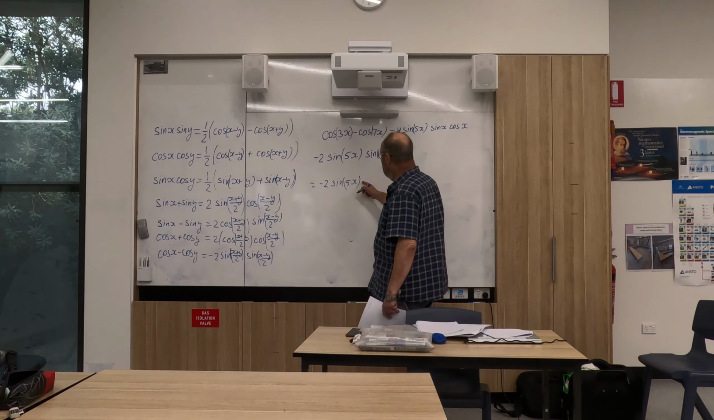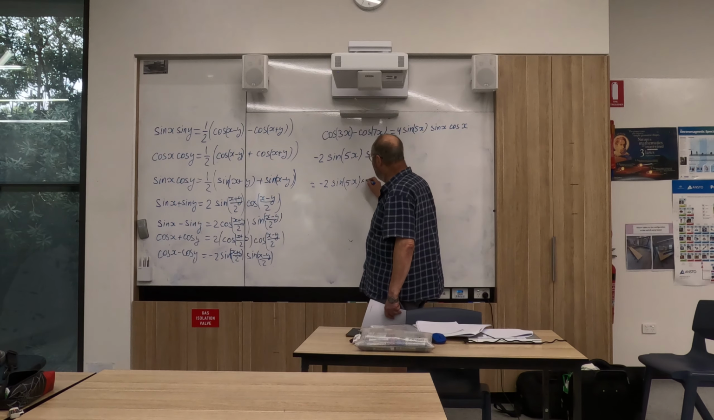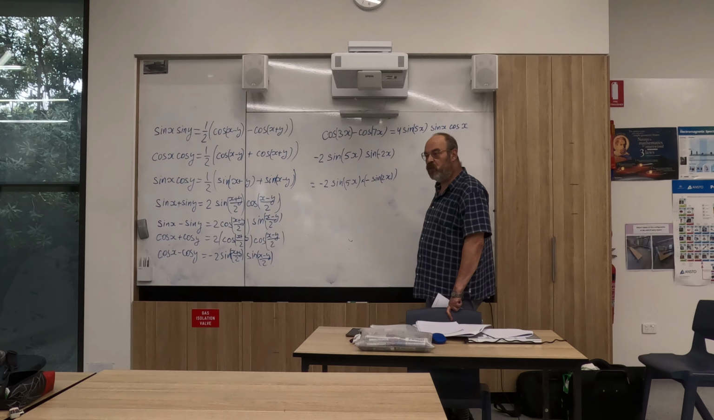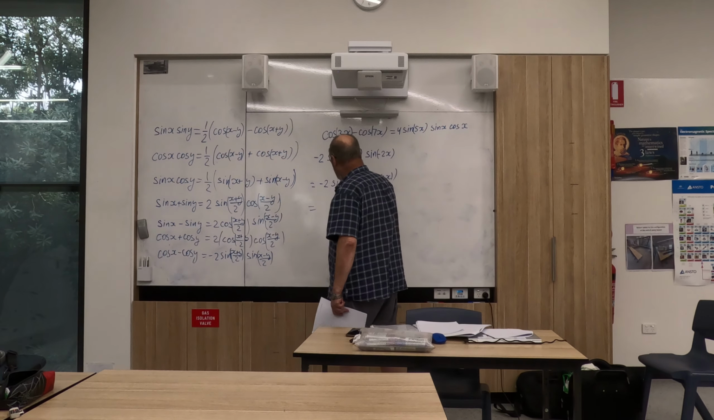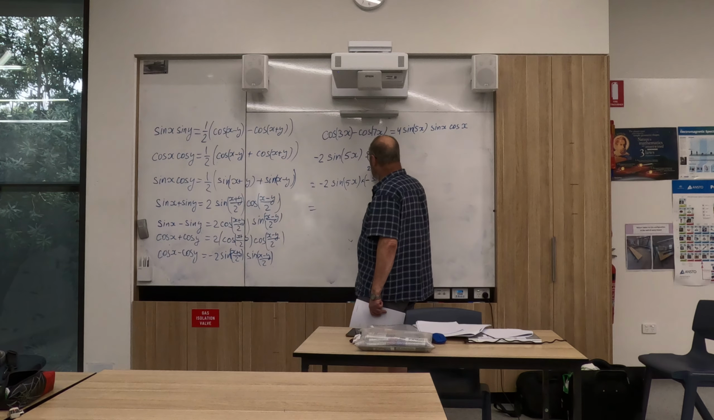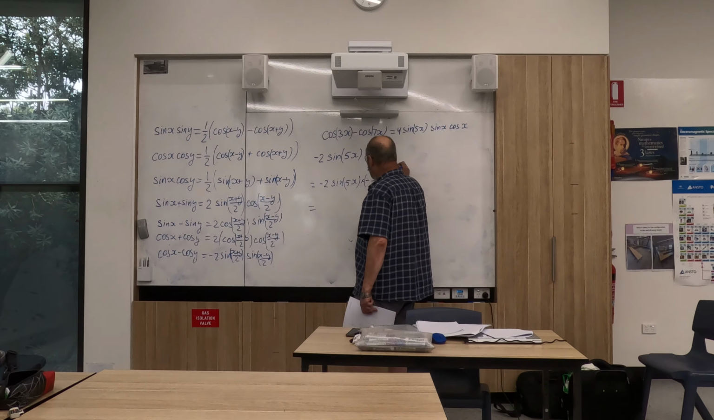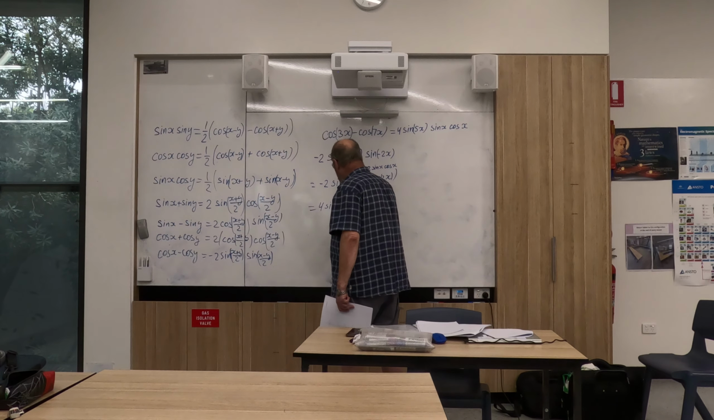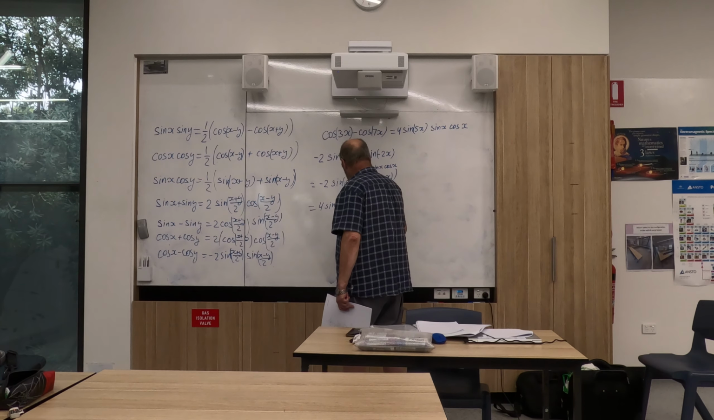So we have this times negative sine of 2x, taking into account that sine is an odd function. You remember what are odd and even functions? So that becomes negative, negative becomes positive. Sine 2x is 2 sine x cos x. So it equals 4 sine 5x sine x cos x.